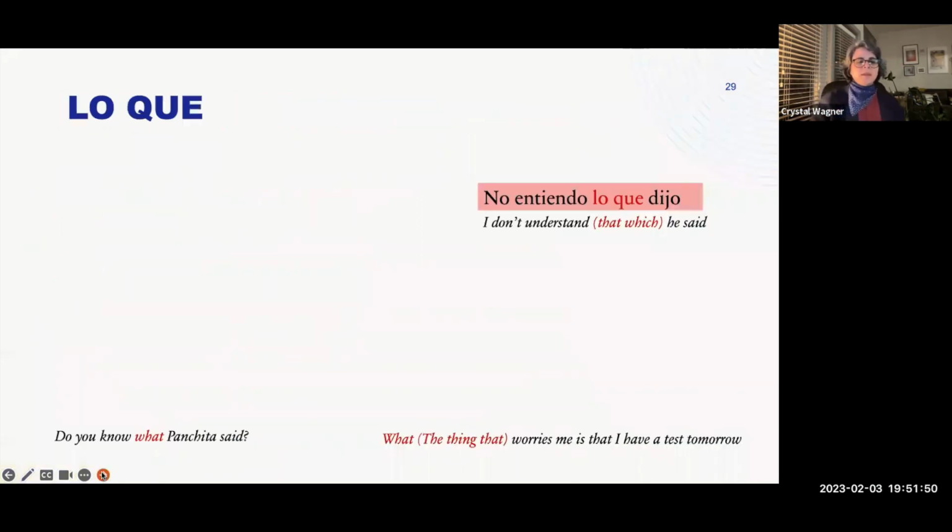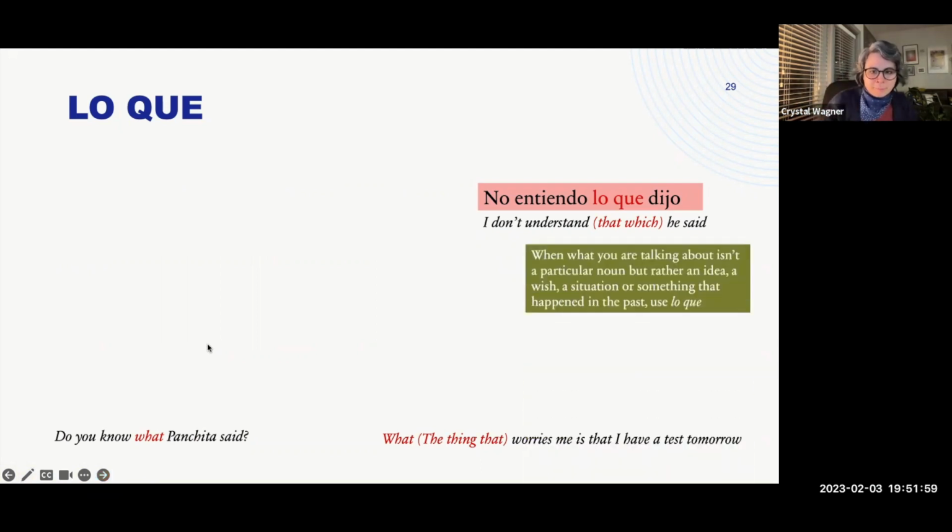Lo que. Now, lo que refers to an entire concept, to an idea, to something that is previously unknown in a sentence.